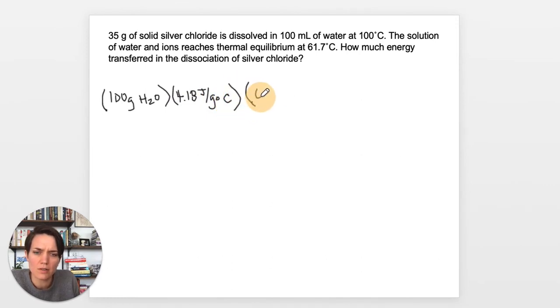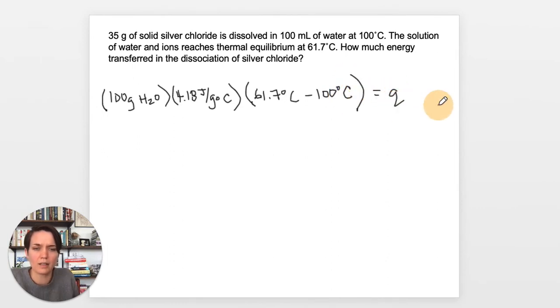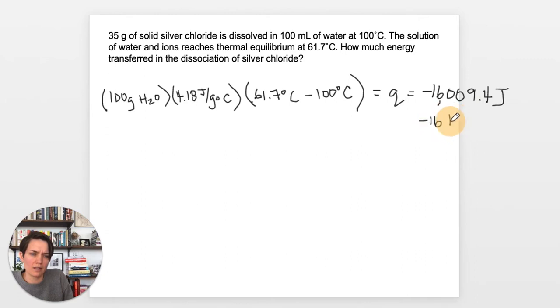And that change in temperature is from a final temperature minus our initial temperature. And that is going to give me what Q is. So plug that into your calculator and you should get a pretty large number. Negative 16009.4 joules. So let's just make that negative 16 kilojoules, right? Love that metric system.